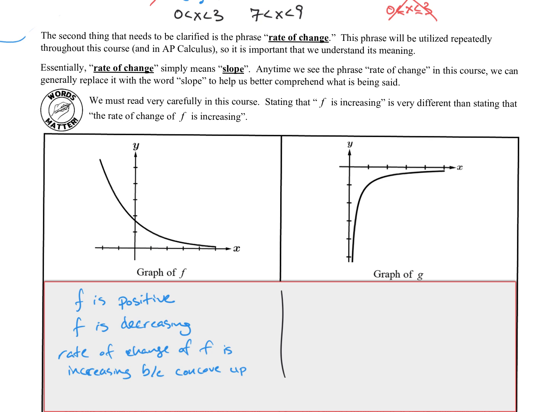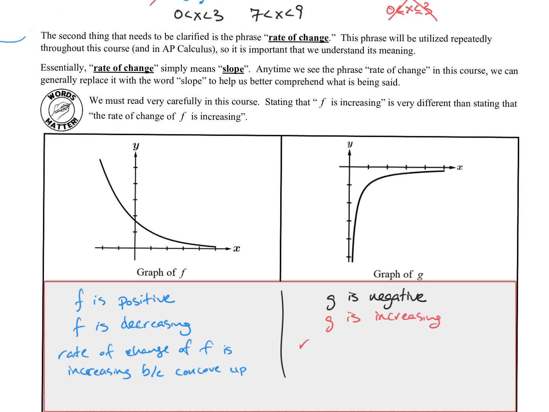So now we're going to work with this graph. All right? And so the graph of G, is the graph of G positive or negative, Allison? G's negative. Why is G negative? Because the y values are negative. It's below the x-axis. Love it. All right. And is G increasing or decreasing, Kefa? G is increasing. Tell me why. Because it's going up. Love it.